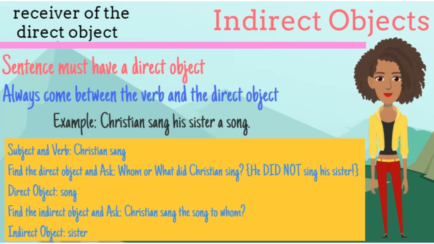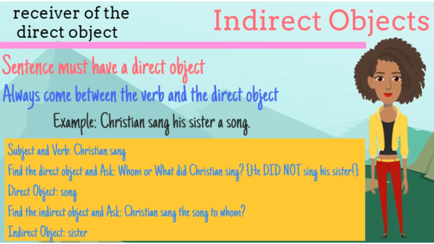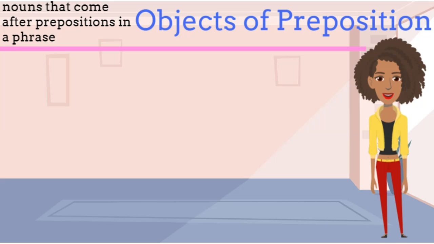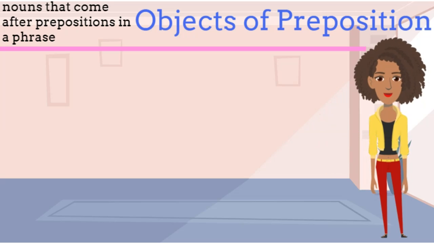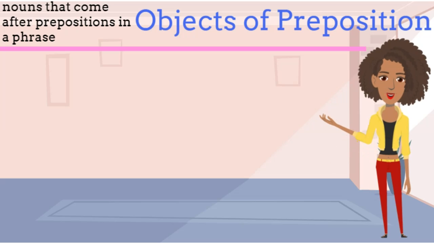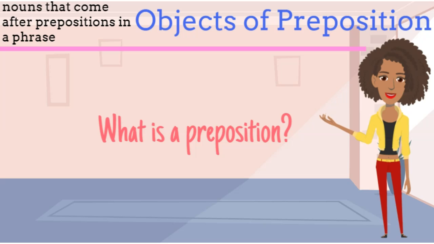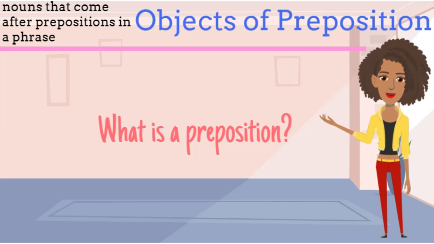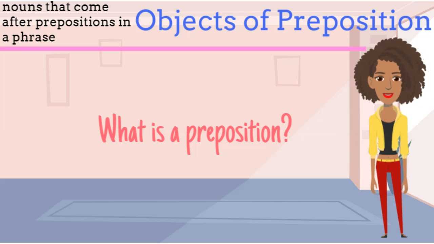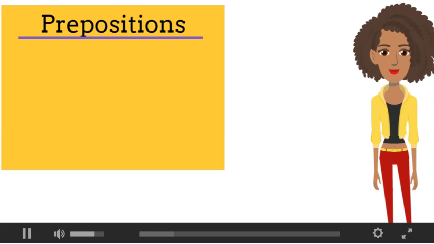Awesome work. Now, let's go ahead and move on to our next function of nouns, which is object of prepositions. Objects of prepositions are simply nouns that come after prepositions in a phrase. In order to spot these, it's important to know what a preposition is. So, I think it's time for a 30-second commercial break.